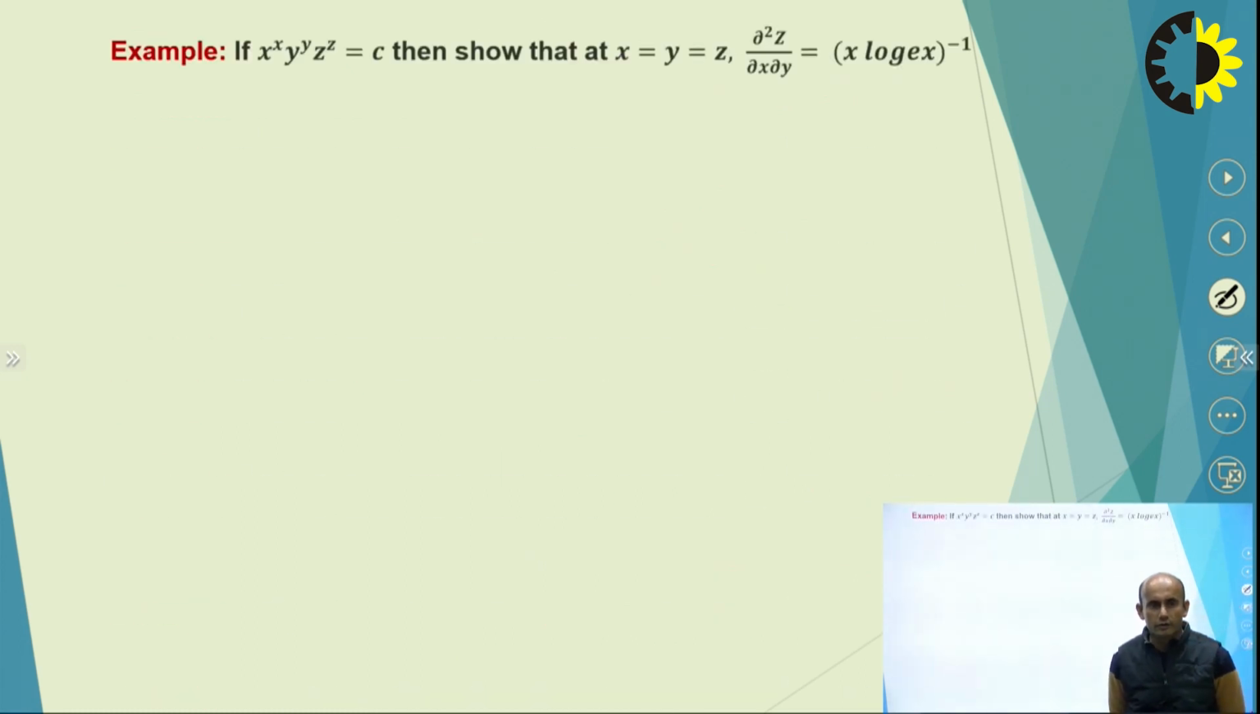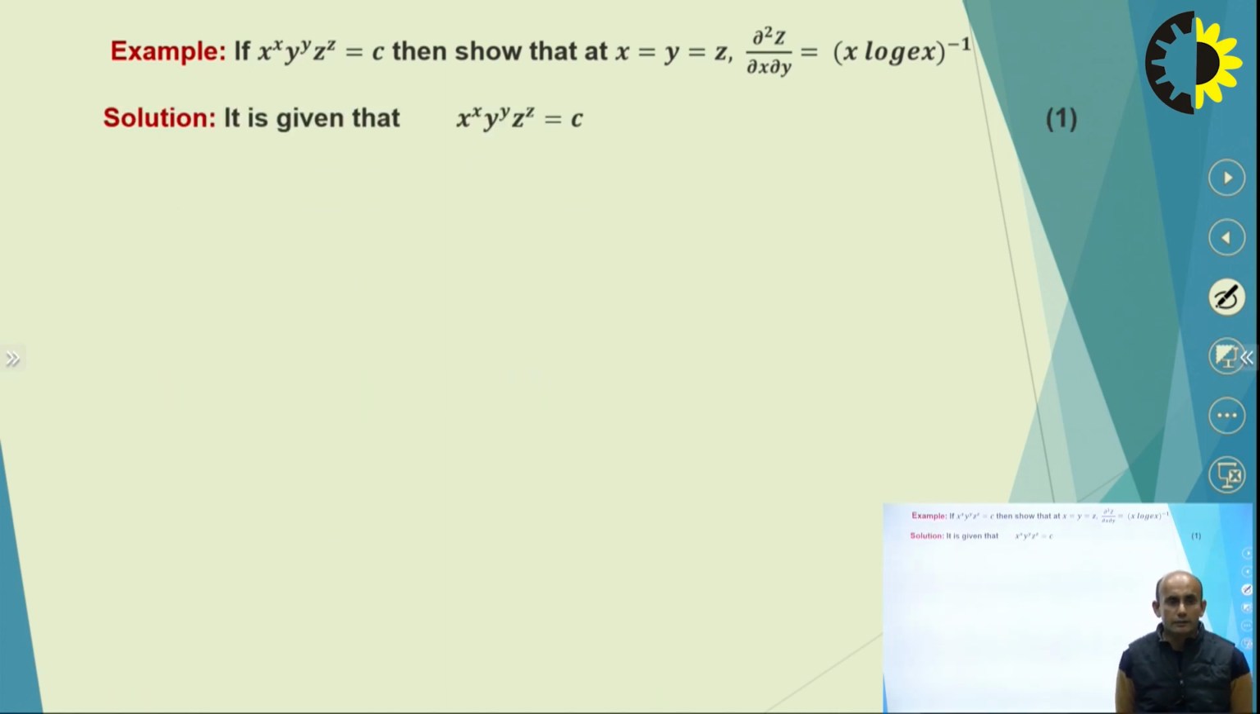Now we have one more example which is related to partial differentiation, in which we have some implicit function of the form x to the power x, y to the power y and z to the power z equals c. Then we have to show that at x equals y equals z, del 2z upon del x del y equals x logarithm of ex whole power minus 1. So here we have x^x y^y z^z equal to a constant, and we have to find del 2z upon del x del y.